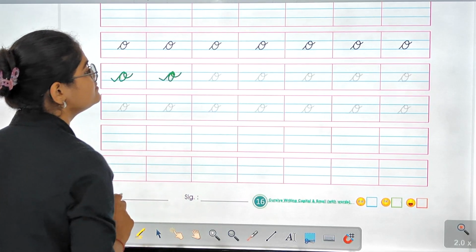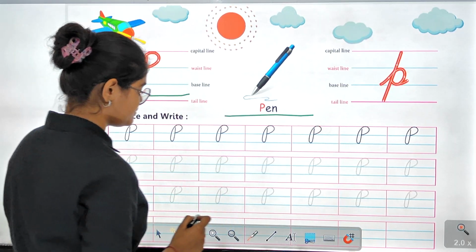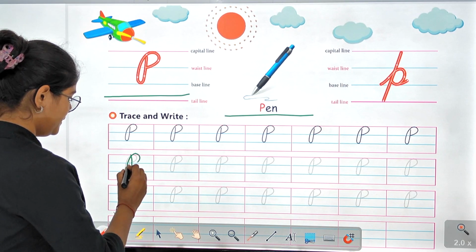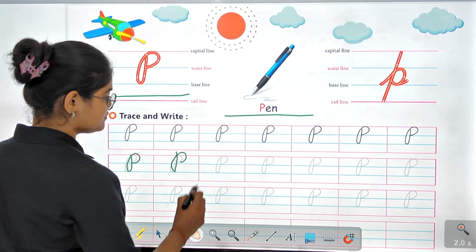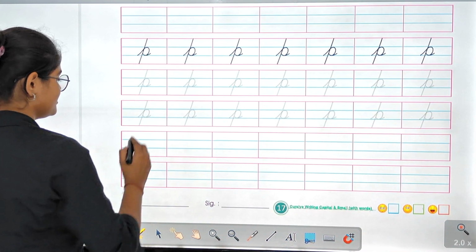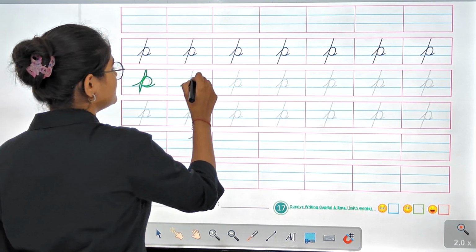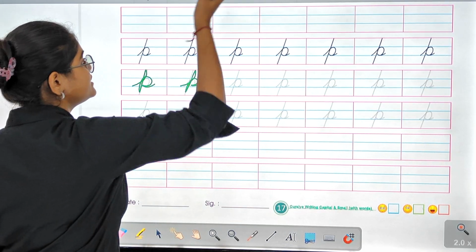After that, the next is P for pen. So let's make it. P for pen. After that, the next is the small one, P for pen. Moving ahead to the next one.